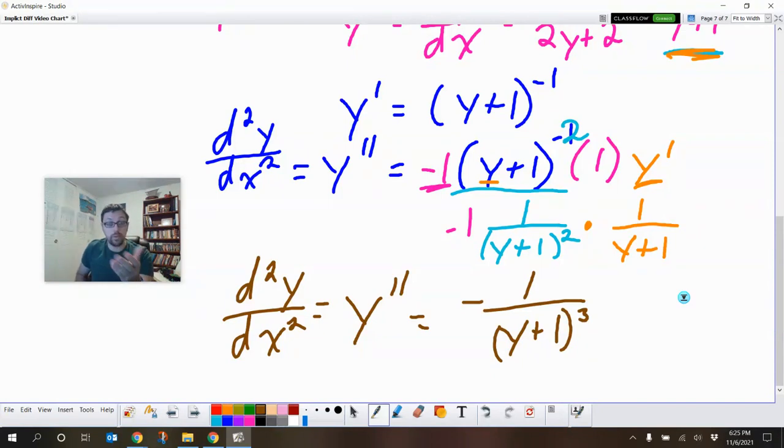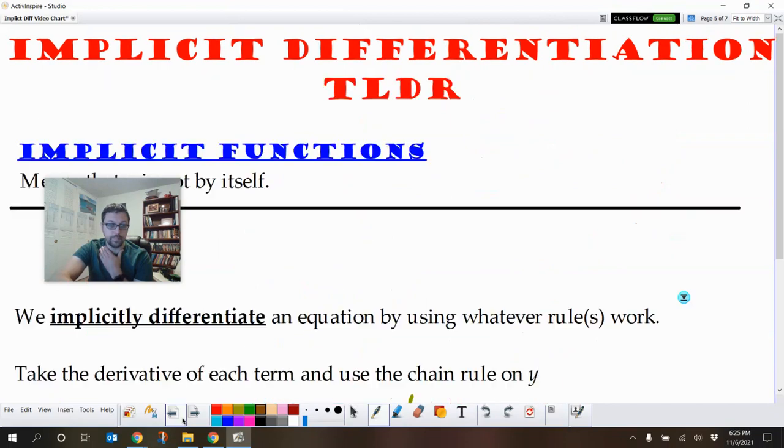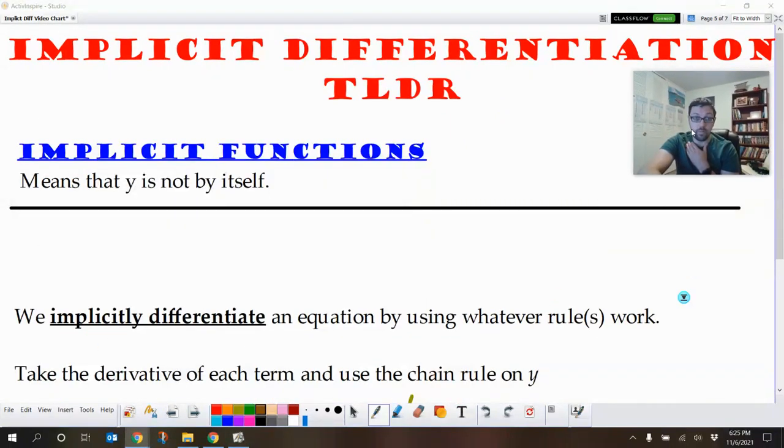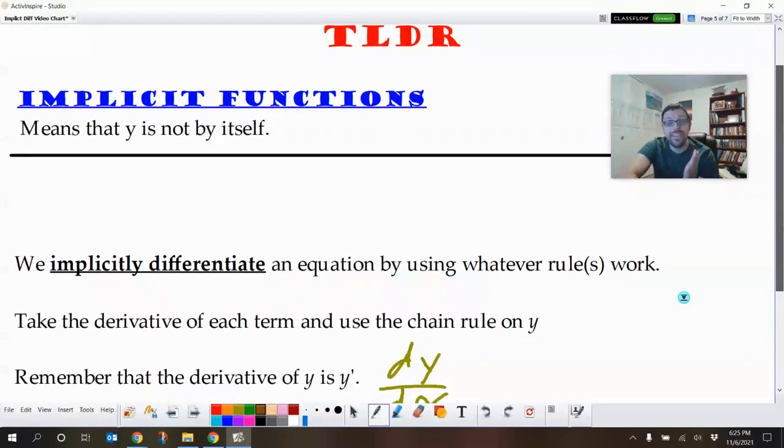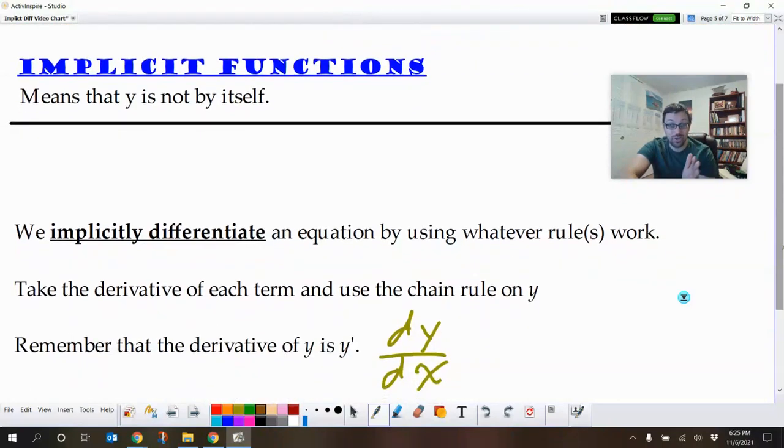So reminder with your implicit differentiation: that means that you're finding the derivative when y is not by itself. So differentiate each term one by one, and remember that the derivative of y is going to be y prime or dy dx, and use the chain rule whenever you come across a y.